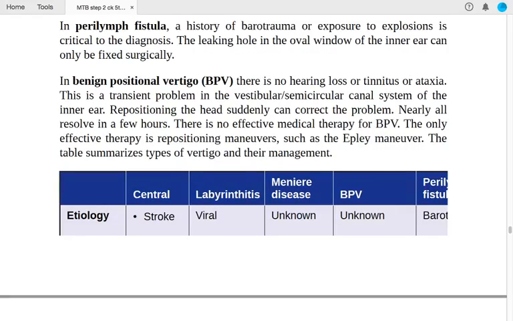In BPV, that is benign positional vertigo, there is no hearing loss or tinnitus or ataxia, nothing like that. But this is a transient problem in the vestibular semicircular canal system of the inner ear. Repositioning the head suddenly can correct the problem. Nearly all resolve in a few hours. So there is no effective medical therapy for benign positional vertigo. The only effective therapy is repositioning maneuvers, such as the Epley maneuver. We'll see the table here, which summarizes the types of vertigo and their management.